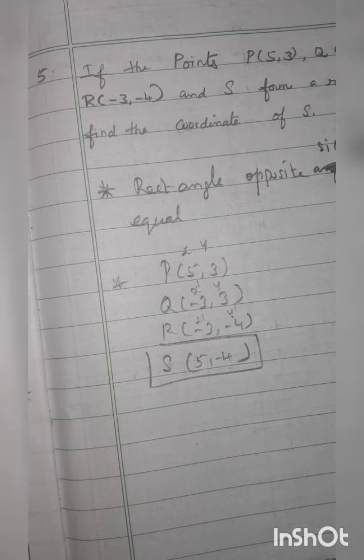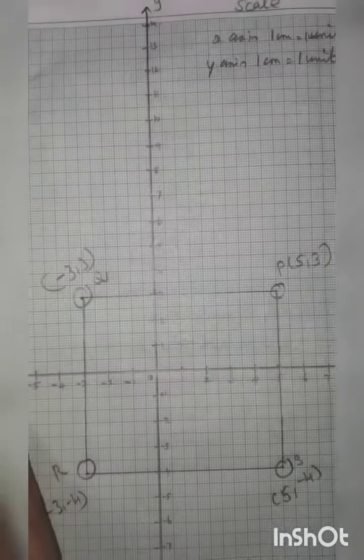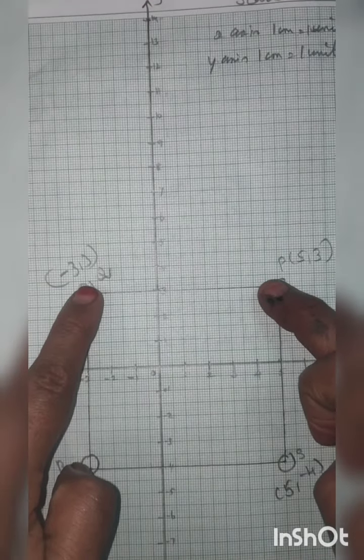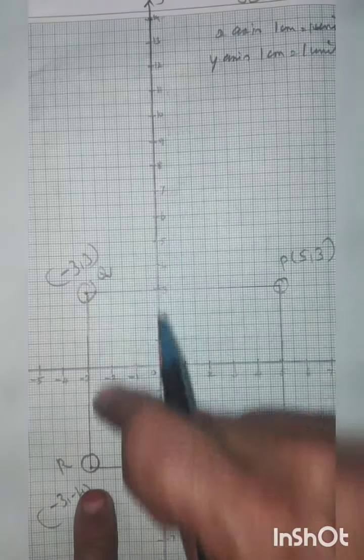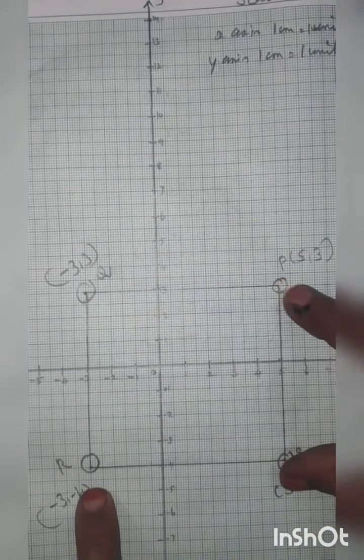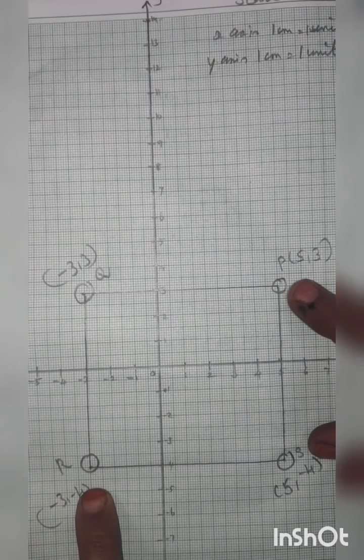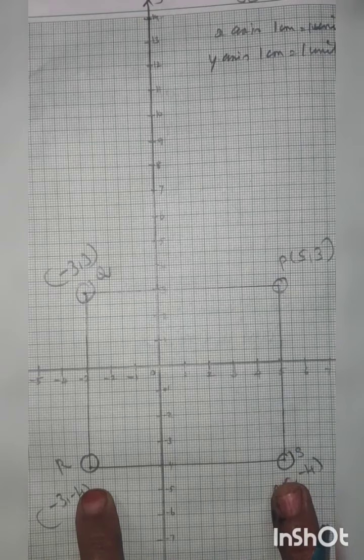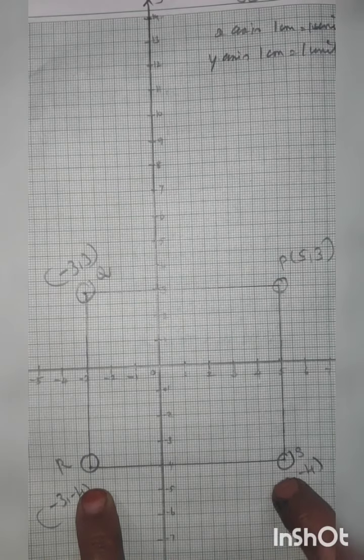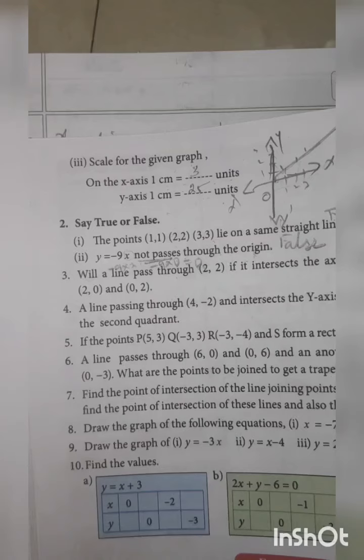What is the concept? For this sum, in a rectangle, opposite sides are equal. Here you want to draw a line parallel to PQ, the RS line. Similarly, parallel to the RS line, you draw the PS line. The meeting point is 5 comma minus 4. Find it there and write it.